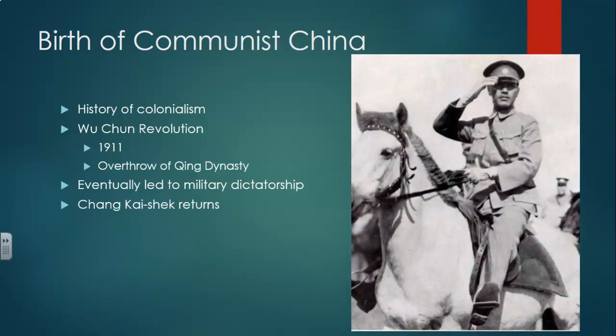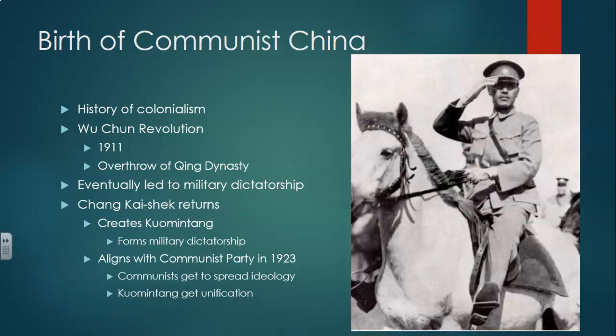Eventually, that military dictator is going to die, and Chiang Kai-shek is going to return, who is a man right here in this picture. And he's going to create the Kuomintang. Now, they're going to go on to form a military dictatorship. And this is going to be causing a number of issues when it comes to China. Then, in 1923, they're going to align with the Communist Party of China.